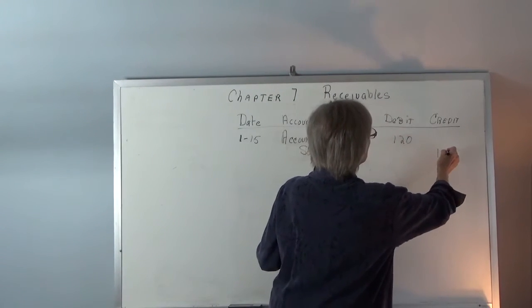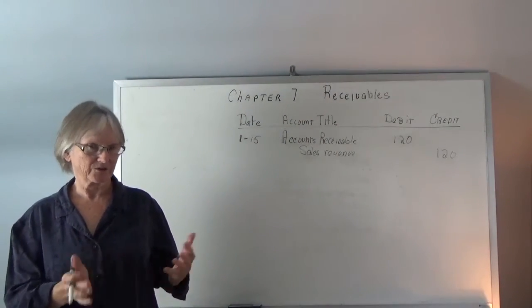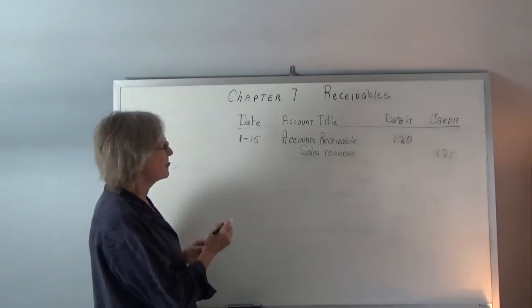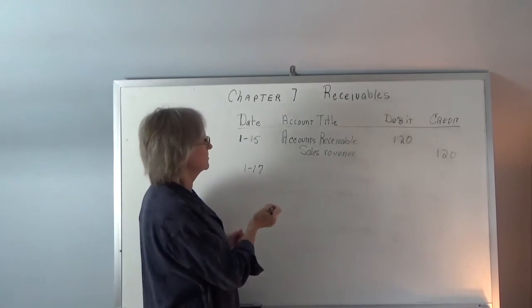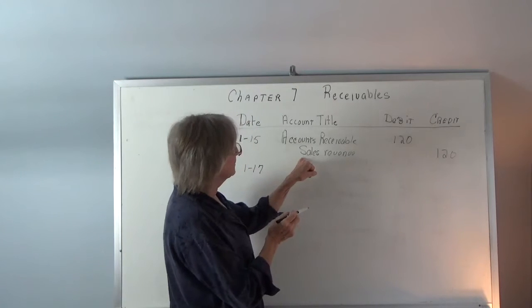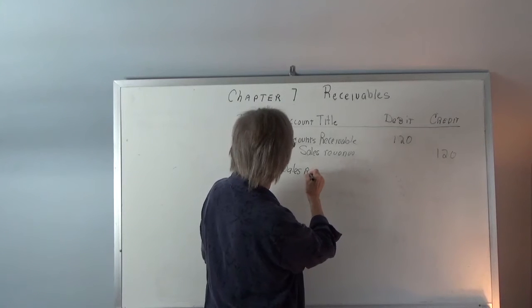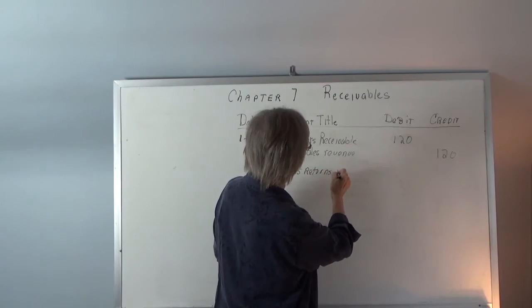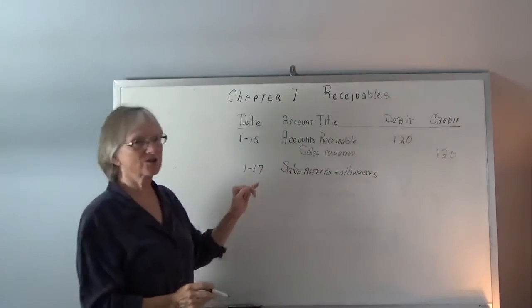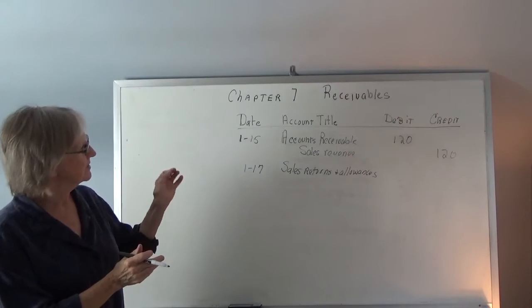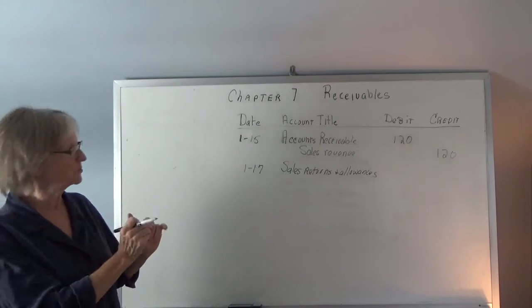Your book doesn't go into sales returns and allowances at this point, but I think it's important either to review that or to know that it exists if you haven't run into it before. On the 17th, the customer decides that some of the stuff just doesn't fit, and so they bring back $20 worth. We're not going to debit sales revenue because we want to keep track of how many returns we have. So we're going to have an account called sales returns and allowances. And then we just keep track of all of the returns. And that's a contra sales or a contra revenue account. So on the income statement, you have sales, less sales returns and allowances, which would give you your net sales.